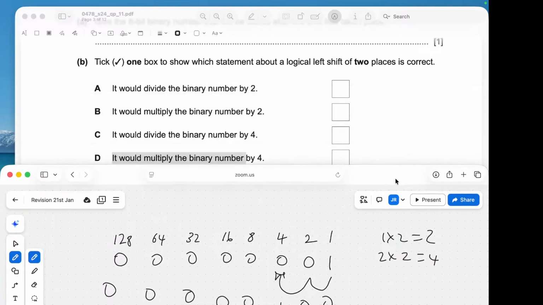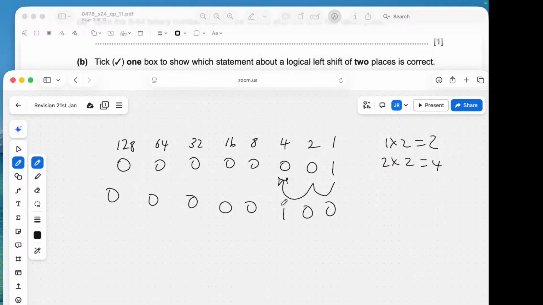So it's multiplied the number by 4. It started off with 1, now it's 4. So you can do this in the exam. If you're not sure, draw out the columns and think, hang on a minute, what happens if I'm going 2 places? Start with the number 1. It's nice and easy because you're starting with 1. How many is it going to times it by?